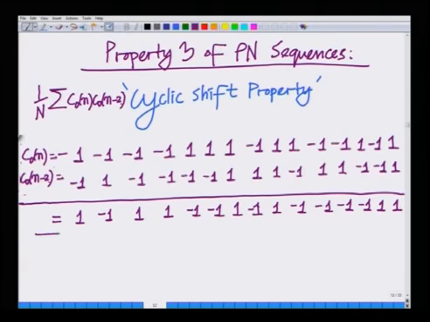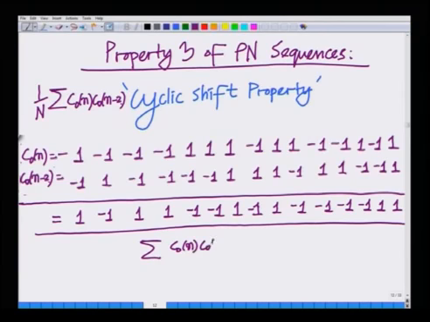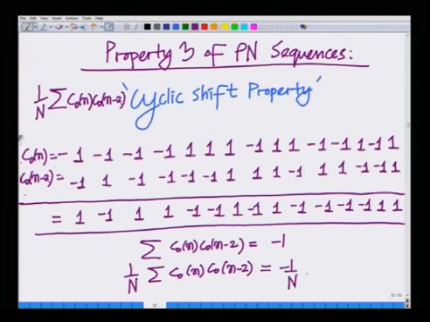Now, let me add all these up. When I sum all these things up, sum C0 n C0 n minus 2, you can verify this is 1 minus 1 0, 1 1 2 minus 2 0, 1 minus 1 0, 1 minus 1 0, minus 3 ones, minus 3 plus 2, this is minus 1. So, 1 over n summation C0 n C0 n minus 2 is simply minus 1 over n, which in this case is minus 1 over 15.